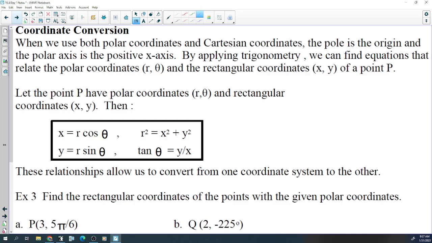This is your toolbox right here. So x is the same as r cosine theta. y is the same as r sine theta. So let's say your radius was 1. Let's say you're on the unit circle. It says x is r cosine theta. Well, yeah, x is the cosine, y is the sine.